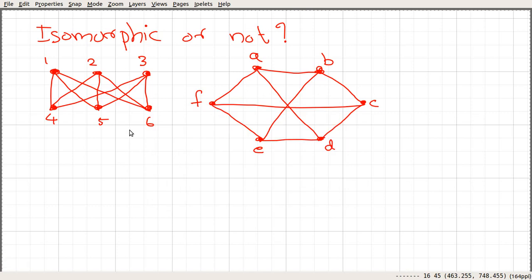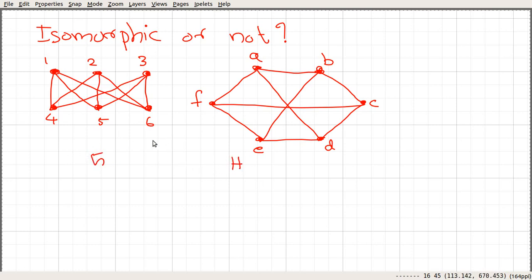Okay, in this video we are going to discuss how to determine whether two graphs are isomorphic or not. Okay, so let's start with these two graphs, and we want to determine whether these two graphs are isomorphic or not. Okay, let me call this graph G and this graph H.